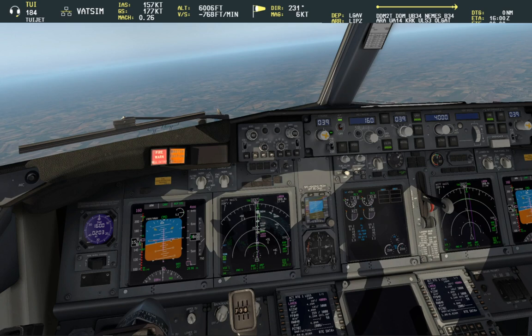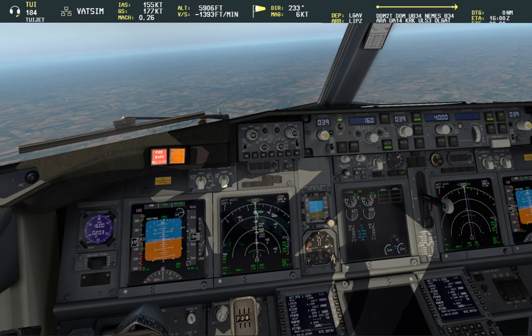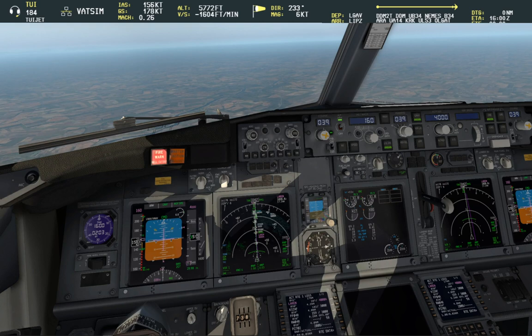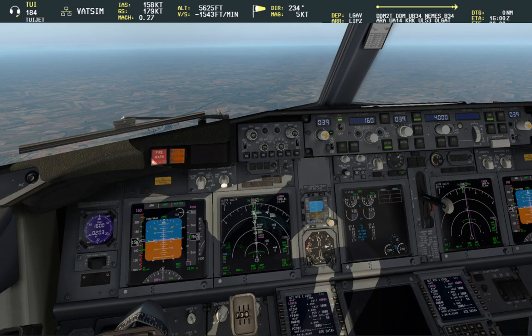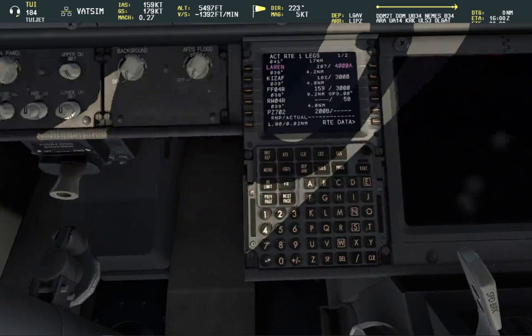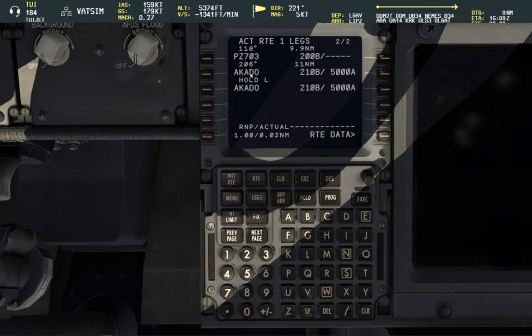Missed approach. Runway heading, 5000 feet. At waypoint Papa Zulu 702, turn right, speed 200 knots or less. 118 track to 703, turn right to Arcado and hold. Yep, 702, 200 knots. 703, 200 knots, Arcado 5000 hold. We have that in the box, so we can use it for missed approach.